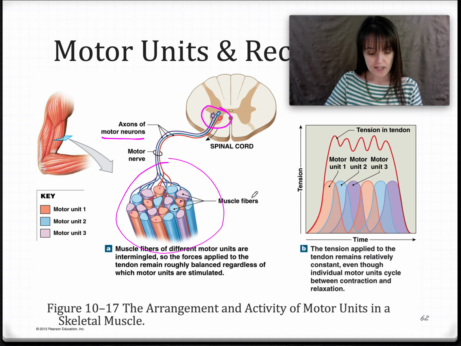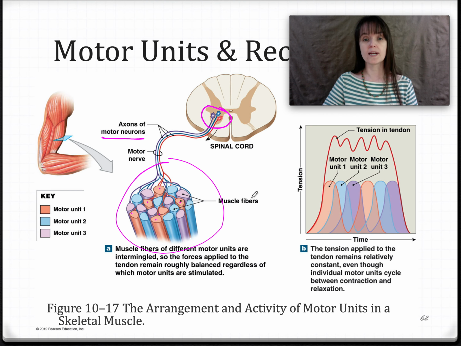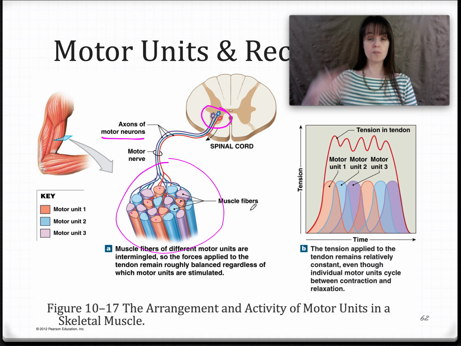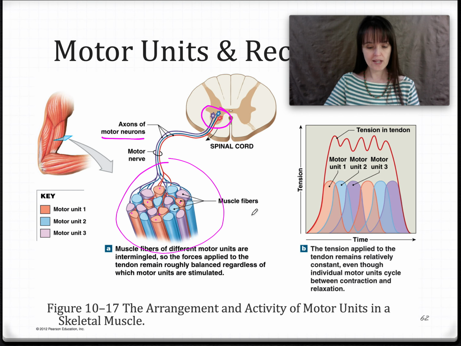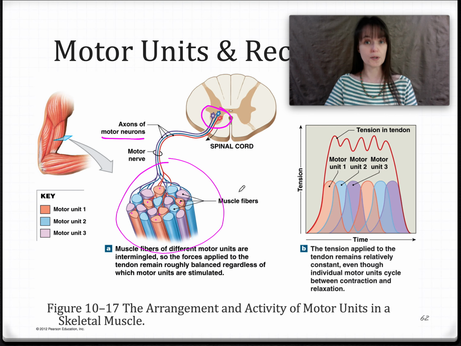And for less precise control, as in leg movement or any postural muscle that holds you upright, so the big muscles of the back and the leg, can have 1,000 to 2,000 muscle cells in each motor unit. So each nerve can have fewer muscle cells for precise control, like in your hands, or lots of cells for strength. Less precision, more strength. And recruitment is when you increase the active number of motor units.